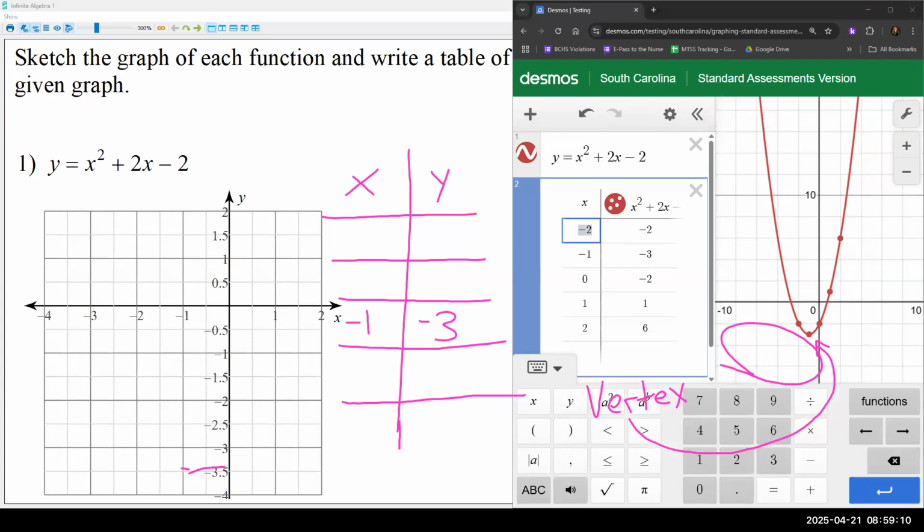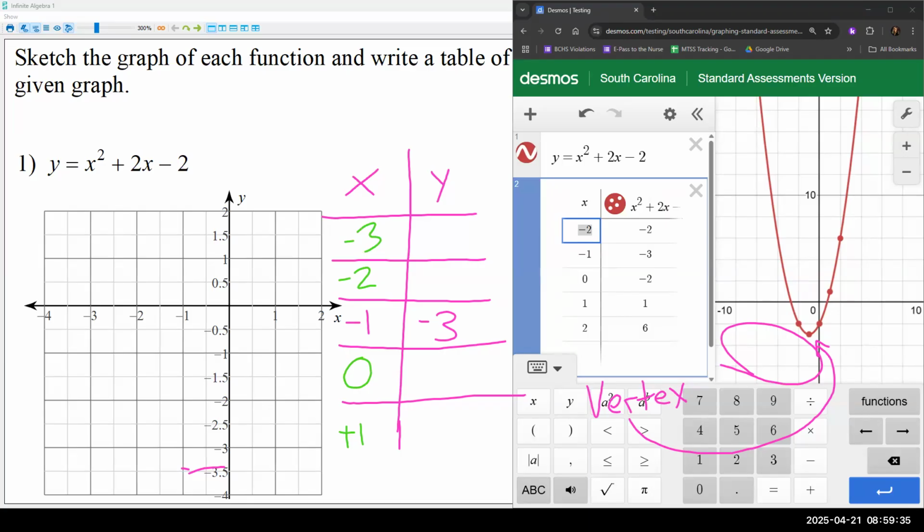If -1's right here, what comes after -1? 0. And what comes after 0? +1. Now, if we go backwards, what comes before -1? -2 and -3. Now, I see most of those on my chart, right? There's already the -1, -3.